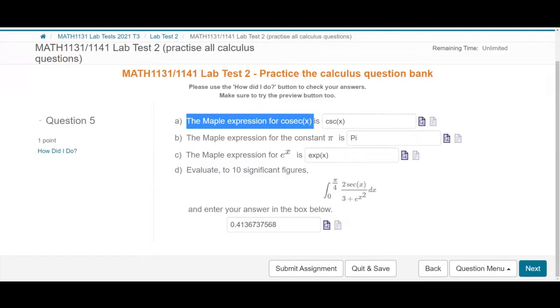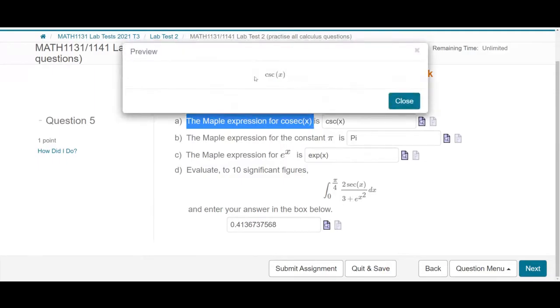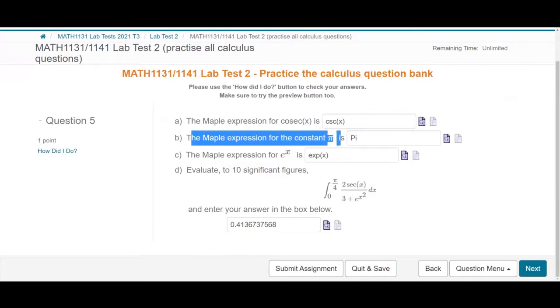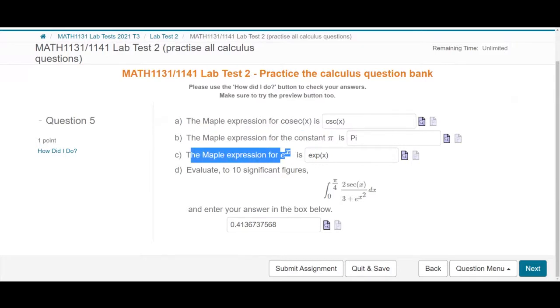The Maple expression for cosec is this. Remember, you can check it, cosec. The Maple expression for the constant pi is Pi. The Maple expression for e to the x is exp(x). And then there's an integral. Okay, so let's have a look at what we're doing with the Maple window.